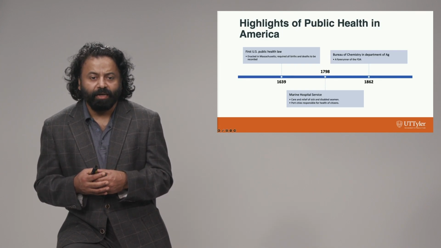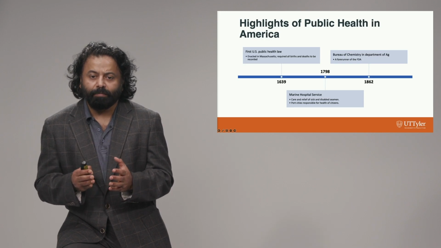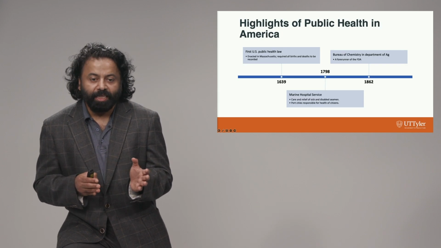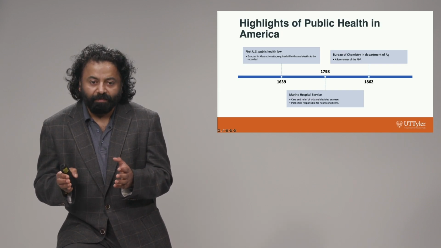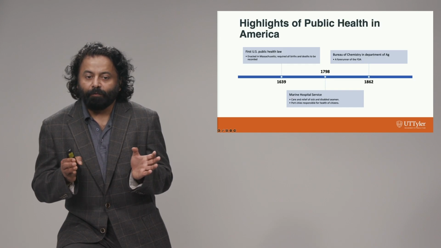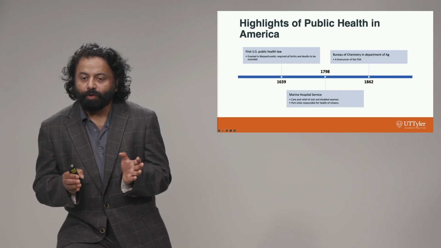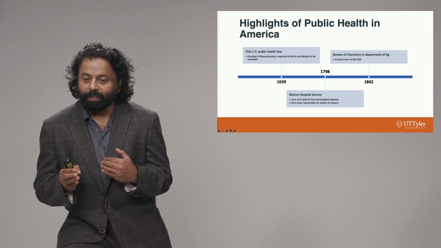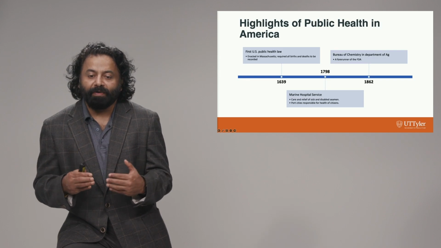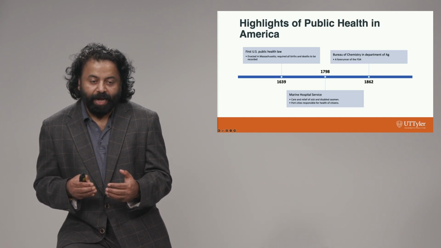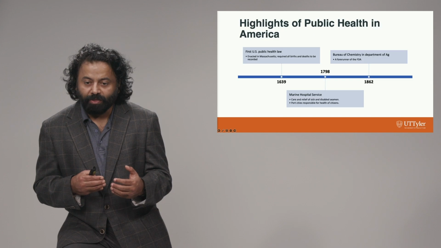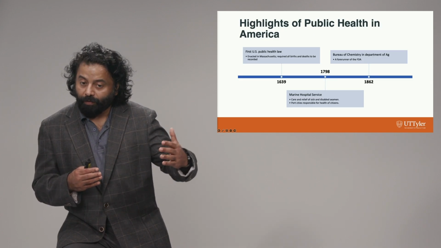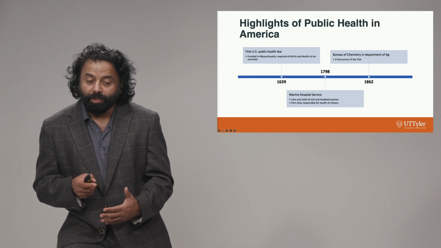In 1639, the first US public health law, enacted in Massachusetts, required recording of all births and deaths. In 1798, the Marine Hospital Service was established, where President John Adams signed a law for care of sick and disabled seamen. It aimed to protect the health of sailors for the shipping industry and to prevent the spread of diseases to port cities. In 1862, the Bureau of Chemistry was founded in the Department of Agriculture; this is the forerunner of the Food and Drug Administration, FDA, which is here today.